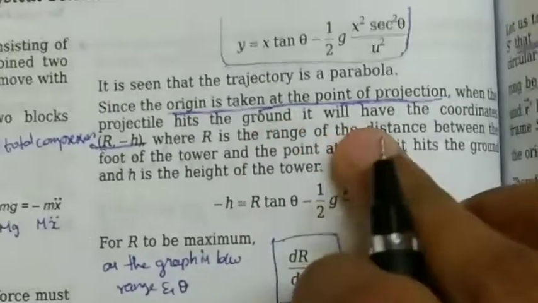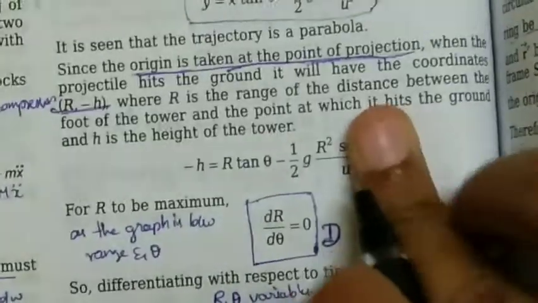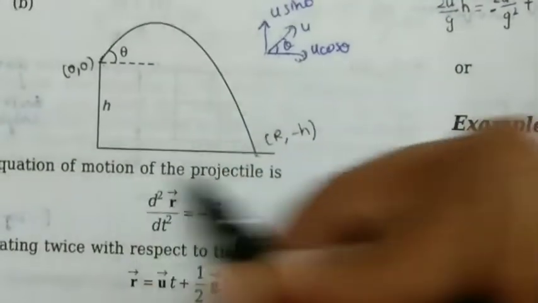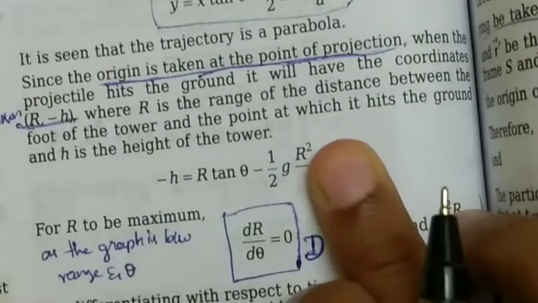So when the projectile hits the ground, it will have the coordinates r, minus h, where r is the range, the distance between the foot of the tower and the point at which it hits the ground. This is the tower, this is the foot of the tower, and from the foot of the tower to the point it hits the ground, this entire thing is nothing but range, as I said. And h is the height of the tower.